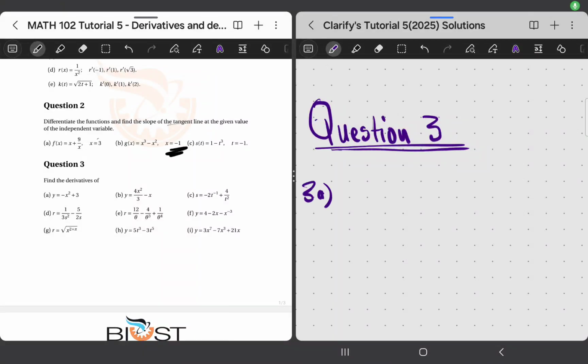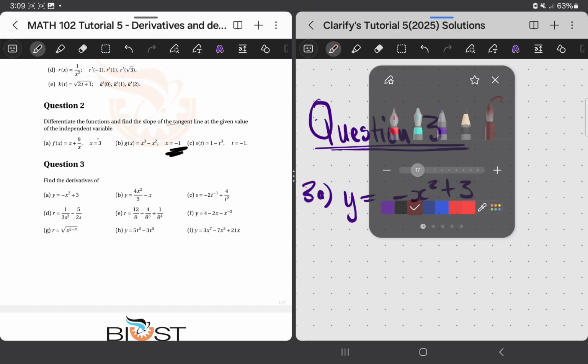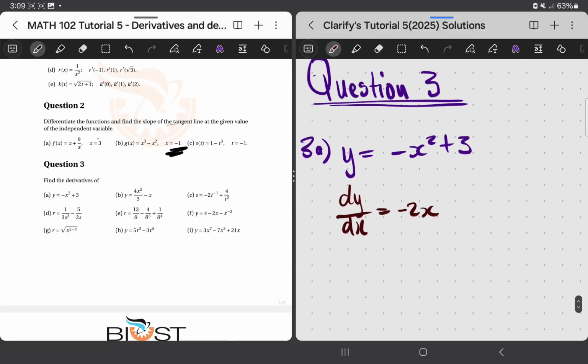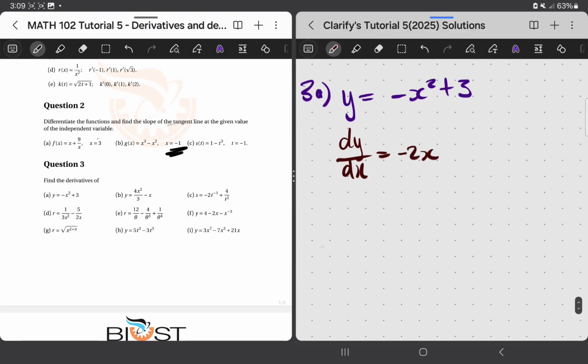Number 3a says find the derivatives of the given functions, so we can do it in no time. Let's go through it. Y is equal to minus x squared plus 3. We can find the derivative dy dx here. Here we just use the power rule. Of course, we drop the power, it becomes negative 2, we reduce it by 1, negative 2x. Then we differentiate this 3. It's just going to be nothing because the derivative of a constant is 0. Okay? So that is your dy dx.